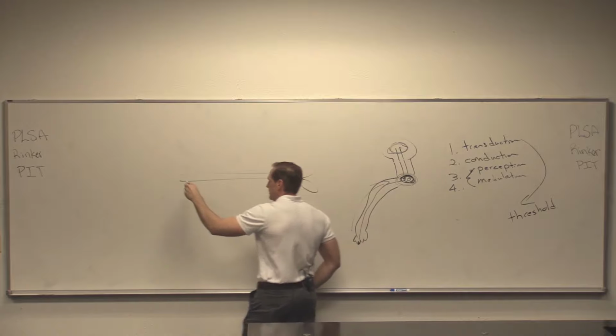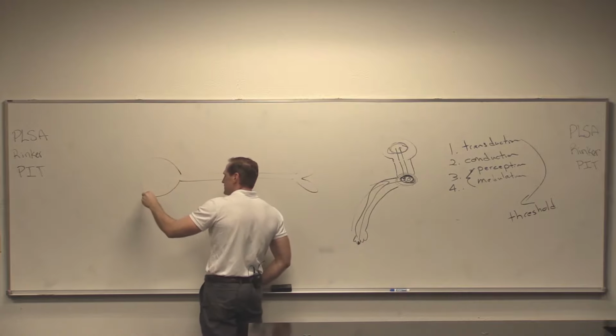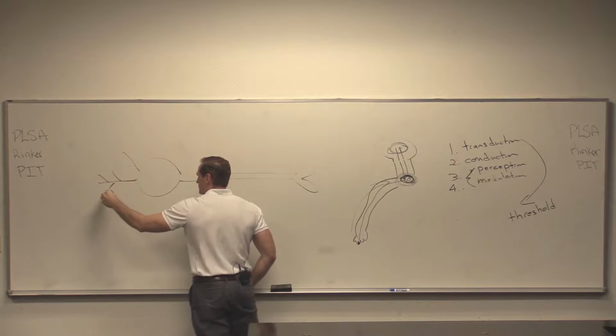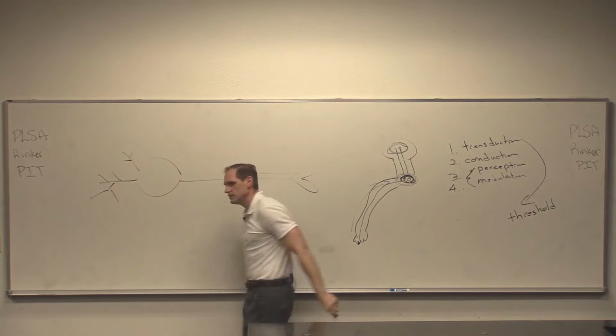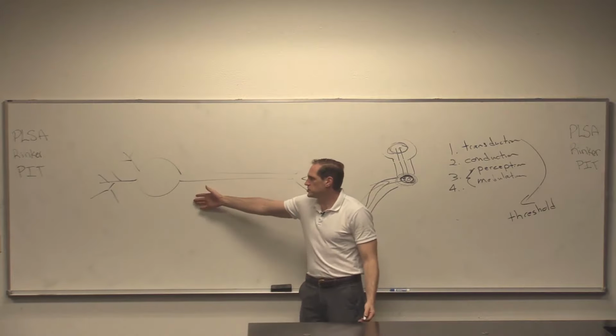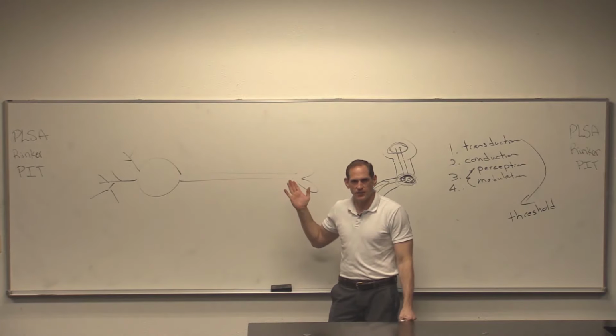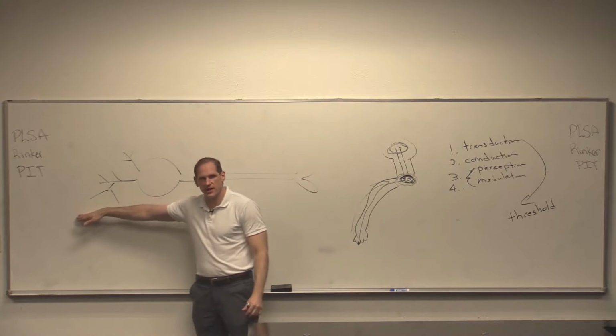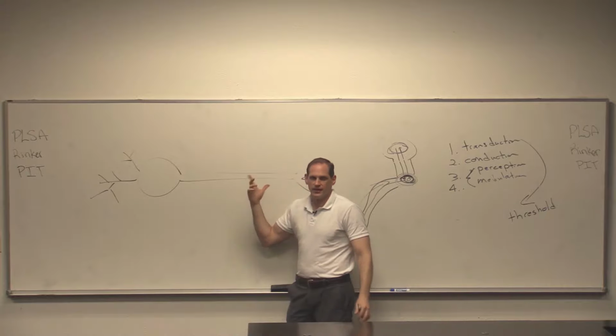Axon terminal. Cell body. What are these little guys? Dendrites. Now, this is the traditional, I call this the thermometer version of a neuron, but not every neuron looks like this in terms of scale. Some of them have very long dendrites and short axons, whatever.